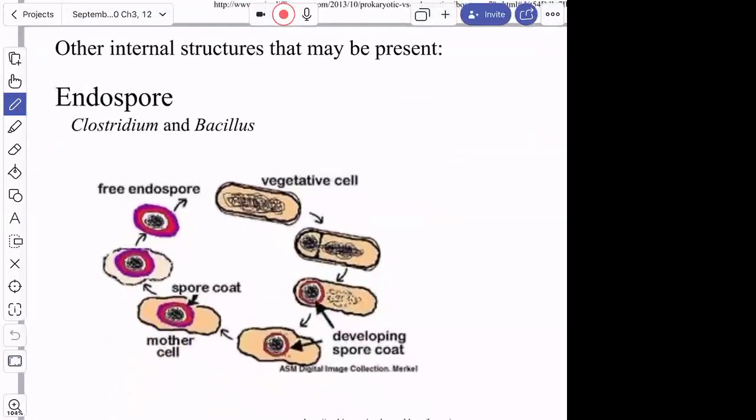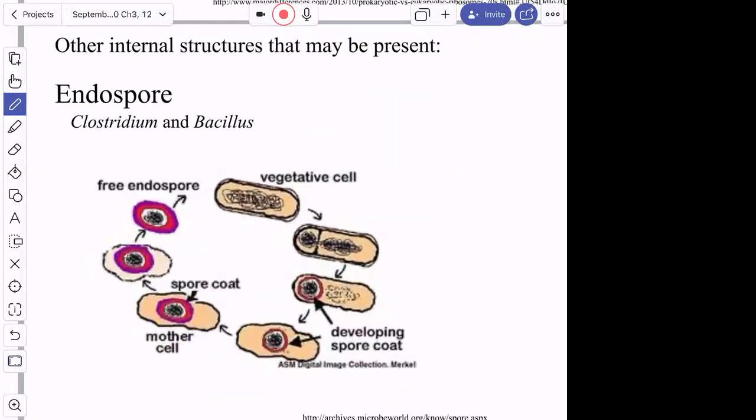All right, so other internal structures that are present on some bacteria and not others. We talked briefly about endospores last time as a way to classify organisms, whether they're able to make endospores or not. Let's talk a little bit more about this structure. Remember, this is a survival mechanism for bacteria. It's not reproductive. In this little sporulation life cycle that I've got here, the vegetative cell just means the cell is metabolically active.